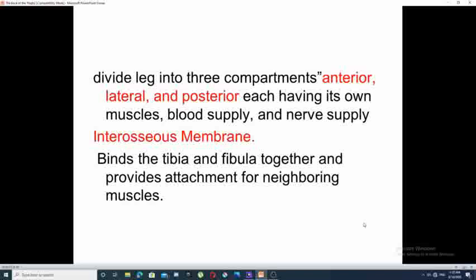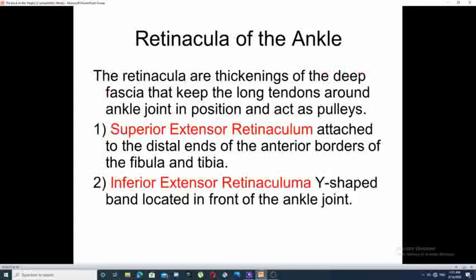Interosseous membrane. It is a membrane which binds the tibia and fibula together and provides an attachment for neighboring muscles of the ankle. The retinacula are thickenings of the deep fascia that keep the long tendons around the ankle joint in position and act as pulleys.